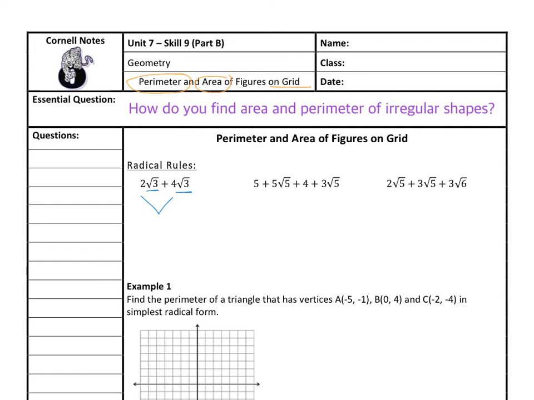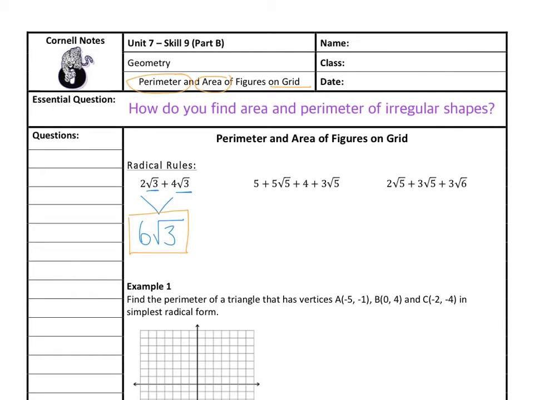So you can also think of it like x's. If this was to have read 2x plus 4x, you would say, well, I have 6 x's. Well, here I actually have 6 radical 3's. I had 2 from the first term and 4 from the second term. So this would be our final answer.